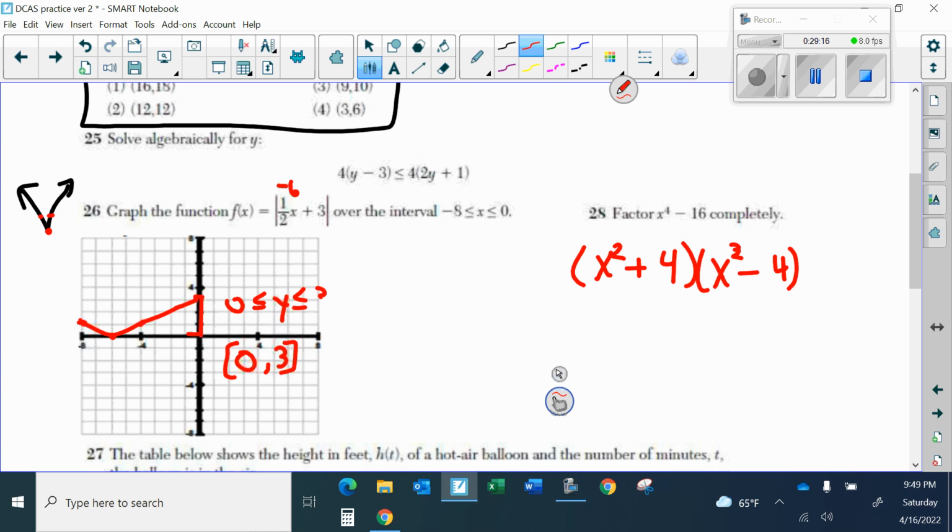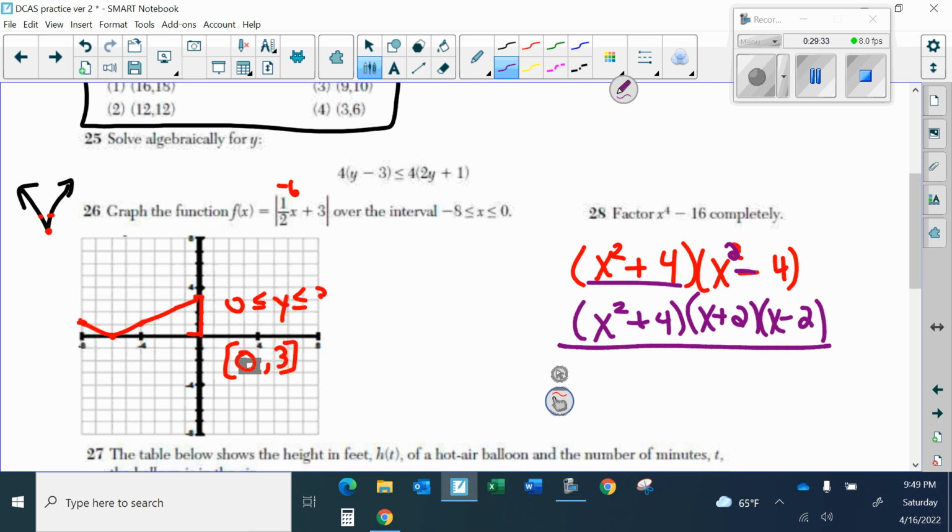Do either of these factor again? There is no sum of squares, so that is done, but there is a difference of squares again. That's a perfect square, so it's x and x. And 4 is a perfect square, so that's 2 and 2, with one plus and one minus. So this is the factored answer, the simplified form all the way down.